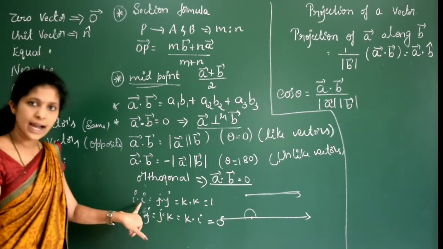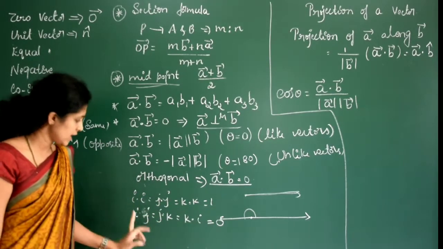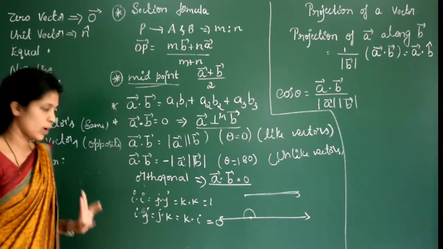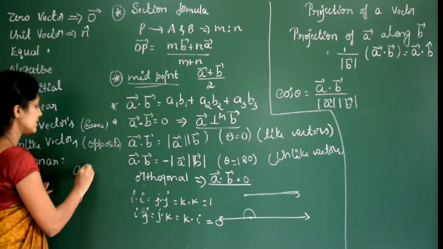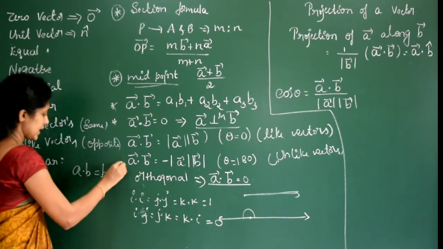We have studied i dot i, j dot j, k dot k will be equal to 1. If it is i dot j or j dot k or k dot i, it will be equal to 0. And commutative law holds under the scalar product. a dot b will be equal to b dot a.